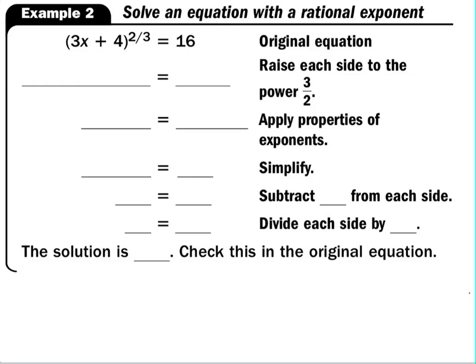Hello, this is Algebra 2. We are in Chapter 6, Section 6. This is page 2 of the notes. We're given a couple examples on how to solve different types of equations.